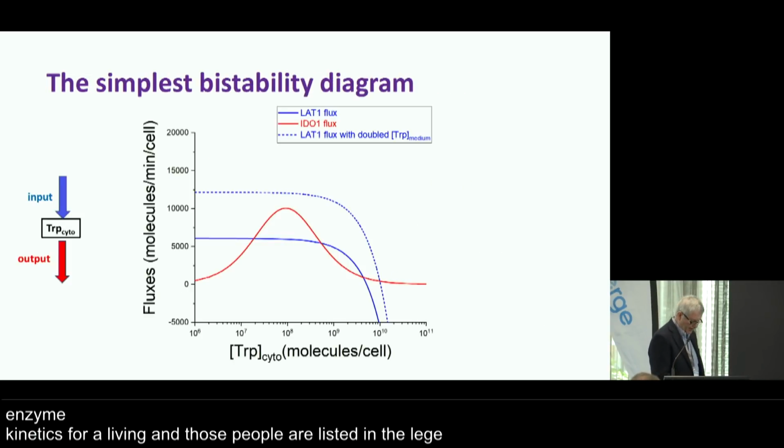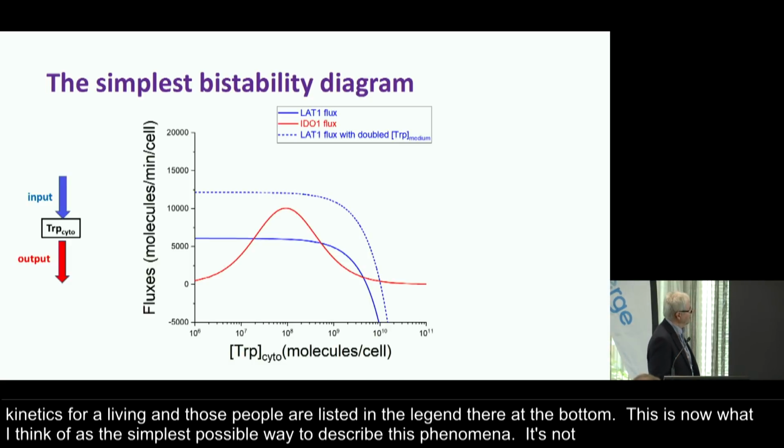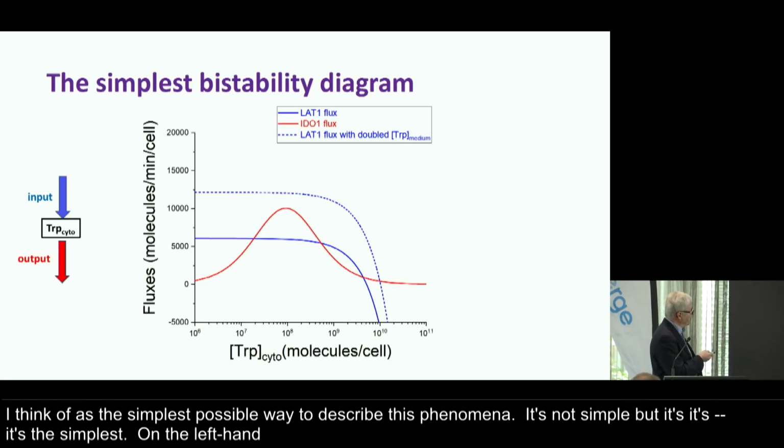So this is now what I think of as the simplest possible way to describe this phenomenon. And it's not simple, but it's the simplest. Okay, so let's think about this. On the left-hand side is a diagram of tryptophan metabolism expressed very simply. An input, in this case, it would be input of tryptophan from outside the cell to inside the cell, so that subscript cyto means cytosol. And then the red arrow represents the outputs of tryptophan.